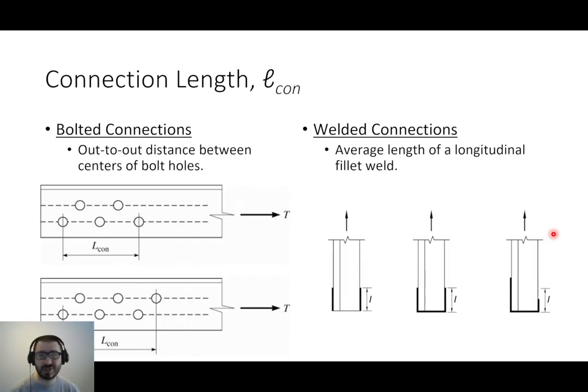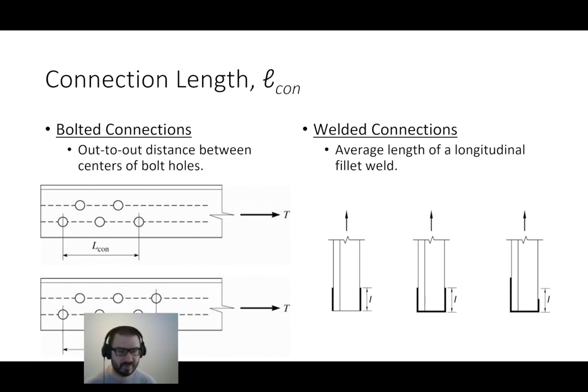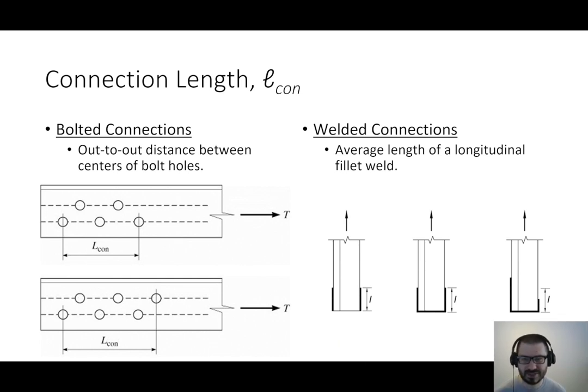Now, the connection length is pretty easy to understand. I think what I'm going to do is play some OBS magic and move my camera over here. Connection length is defined for bolted connections as the out-to-out distance between the centers of bolts. If you have a grid-like connection, it's pretty easy. But if you have a staggered connection, it's just the outermost bolt to outermost bolt. That's the connection length. For welded connections, it's the average length of the fillet weld along the direction in question.